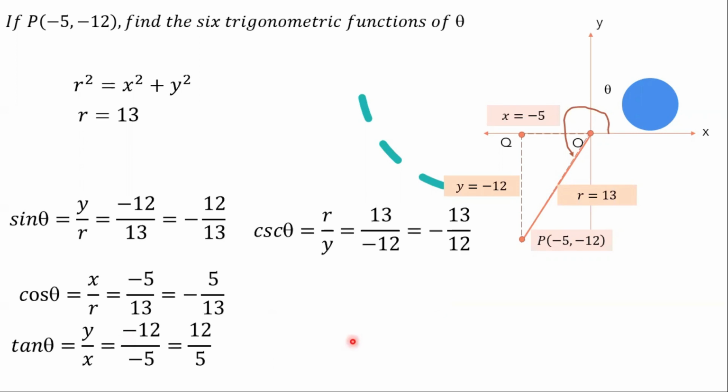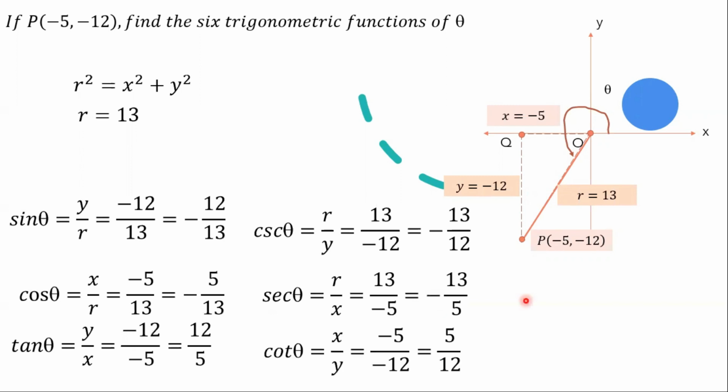Cosecant theta is r over y, so 13 over negative 12, or you can write it this way. Then secant theta is r over x, 13 over negative 5, or negative 13 over 5. And cotangent equals x over y, or negative 5 over negative 12. Since negative over negative is positive, so we have 5 over 12. Take note that on the third quadrant, only the tangent and the cotangent functions are positive.